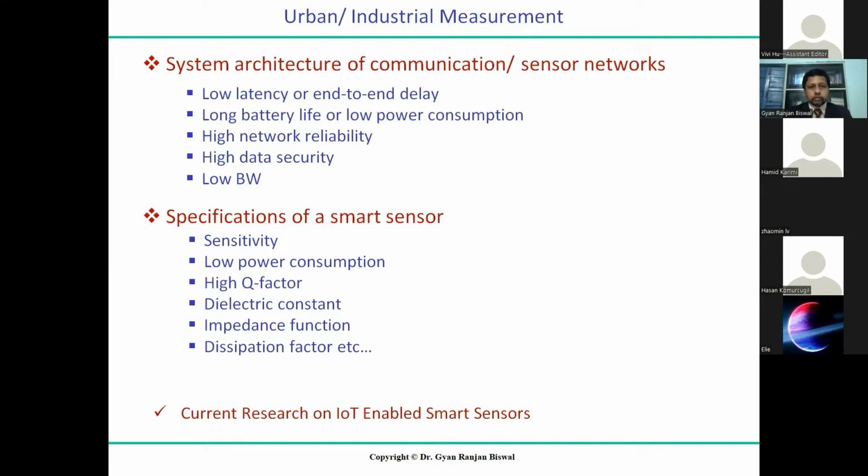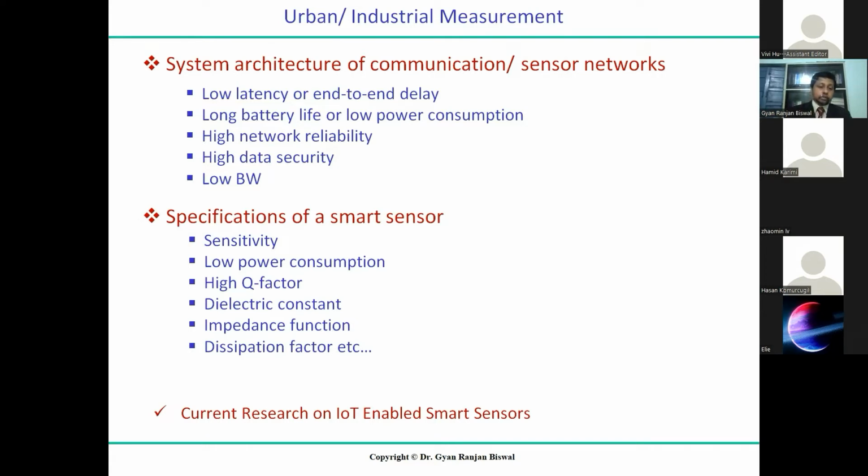At the same time, low power consumption requirement, high Q factors. And there are some other static parameters we also need to check. So we take all these checks or variables, static variables, dynamic variables, to overall check the effectiveness of your design or your product, particularly when you are going to embed it in the field.